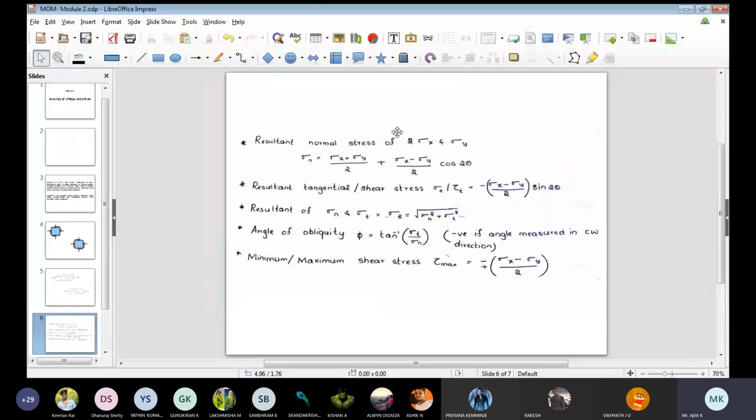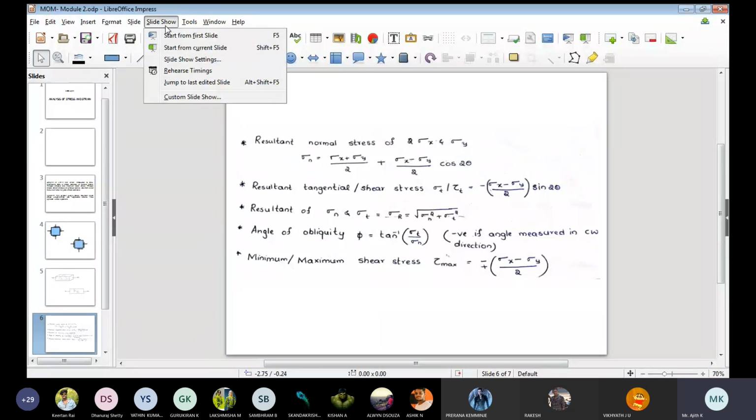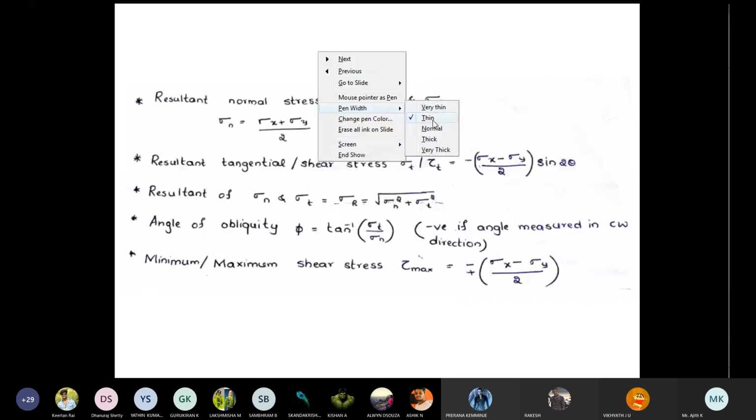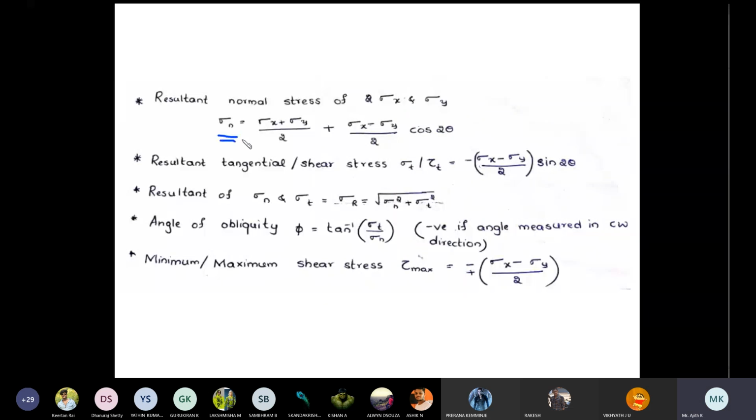The resultant normal stress of sigma x and sigma y is given by, this is normal stress, sigma n is equal to (sigma x plus sigma y) divided by 2 plus (sigma x minus sigma y) divided by 2 into cos 2 theta. What is sigma n and what is theta, I will tell you later.